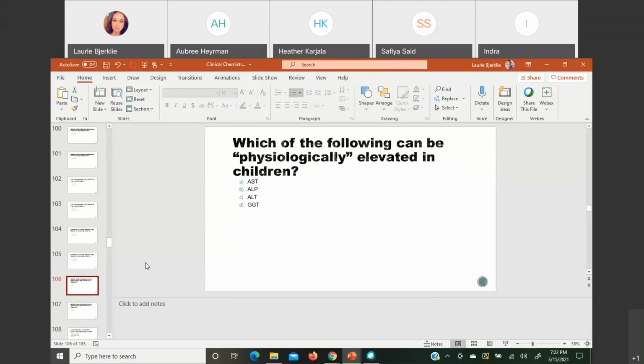Which of the following can be physiologically elevated in children? So not due to a disease, just normal stuff. Physiologically, just kind of a normal part of the process.